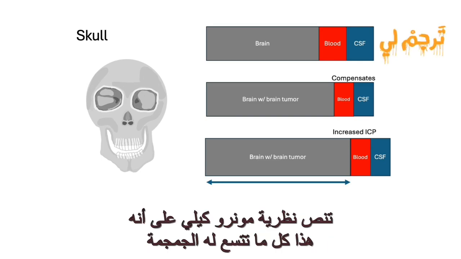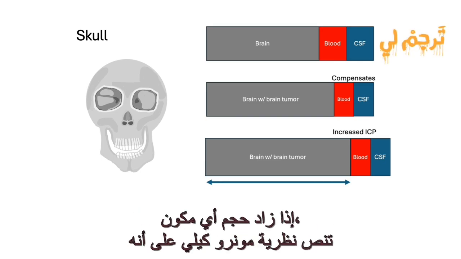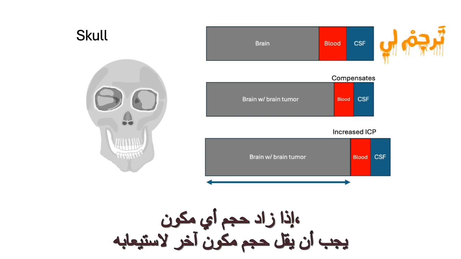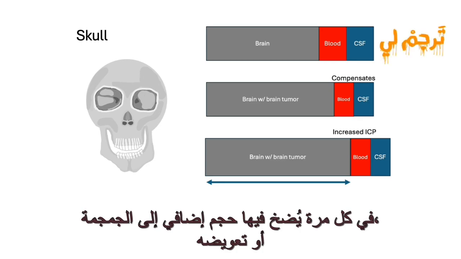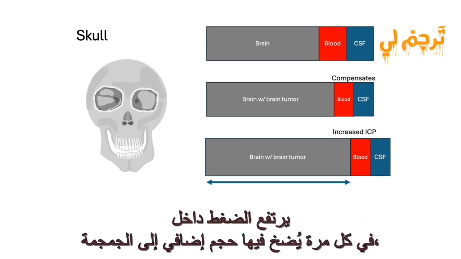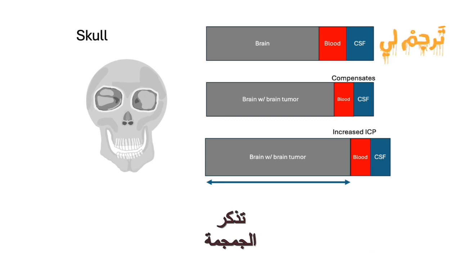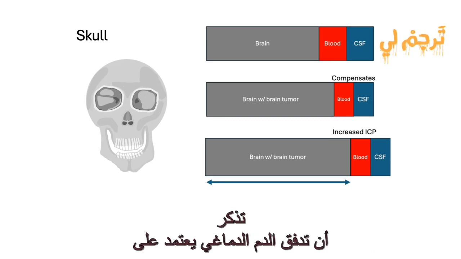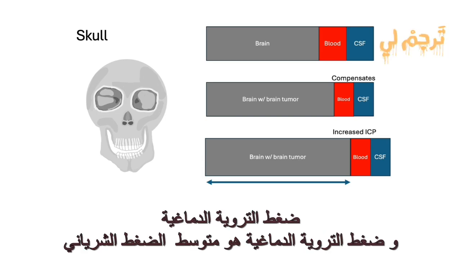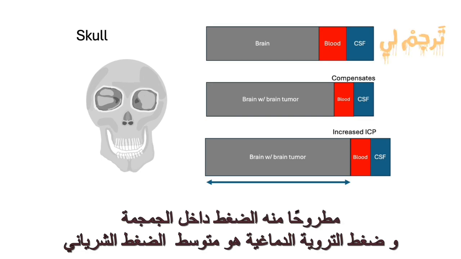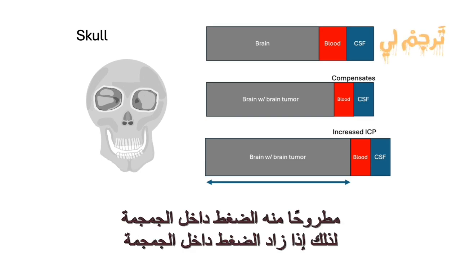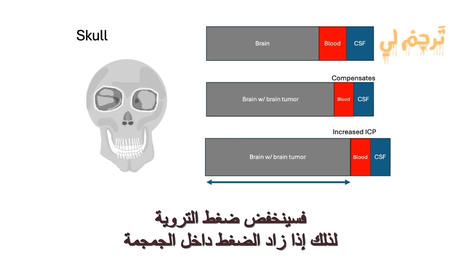The Monroe-Kelly doctrine tells us that if any component increases in volume, another must decrease to accommodate or compensate. Anytime more volume is forced into the skull, the intracranial pressure will increase. Remember, cerebral blood flow is dependent on cerebral perfusion pressure. And cerebral perfusion pressure is the mean arterial pressure minus the intracranial pressure. So, if intracranial pressure is increased, it will reduce the cerebral perfusion pressure.